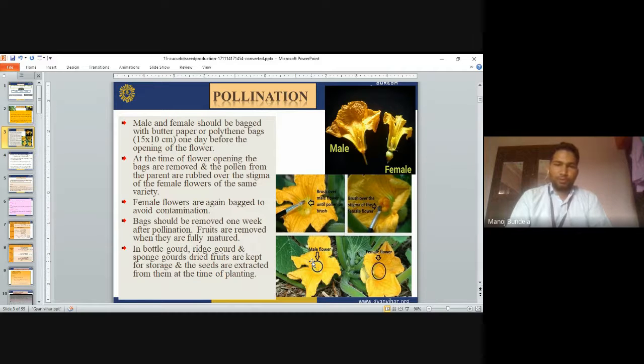So in cucurbits, how do we identify the male and female flowers? The female flower has a knob, like this. So we can identify them. Second, male flowers contain the pollen and female flowers contain the stigma.